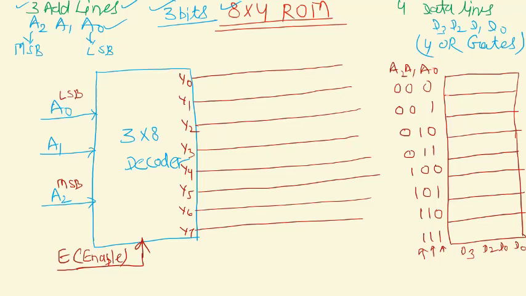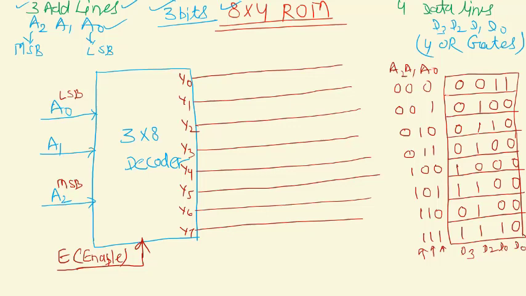Suppose the memory location pointed out by 0 0 0 has 0 0 1 1 data. Similarly, the next has 0 1 0 0, then 0 1 1 0, then 0 1 0 0, then 1 0 0 0, then 1 1 0 0, then 0 1 0 0, and this is 1 1 1 0. Okay, so this is an 8 cross 4 ROM.